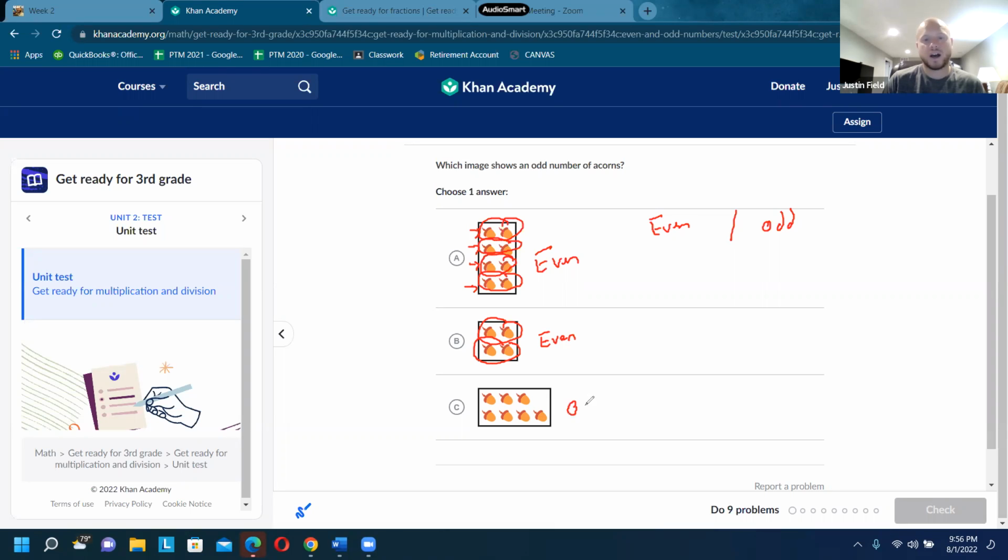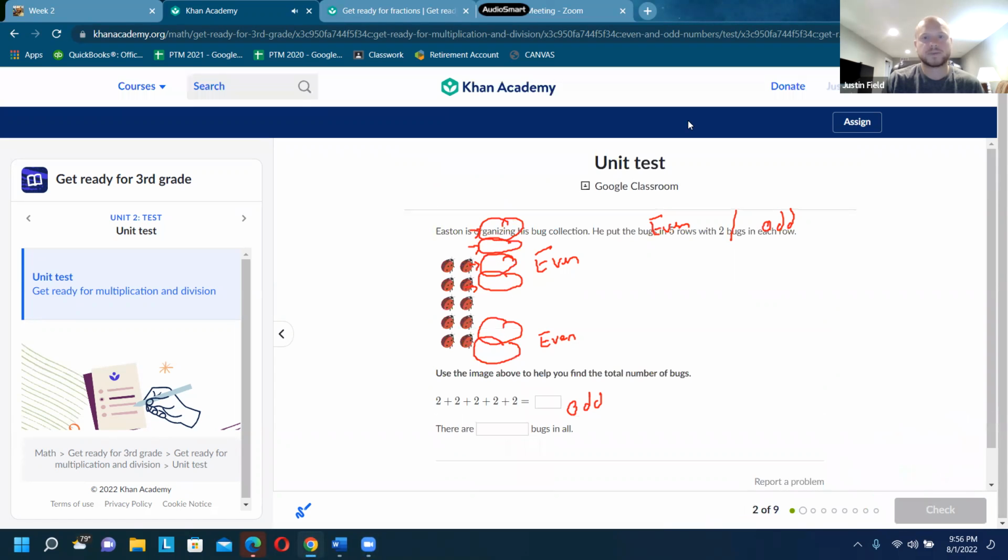So this is odd. So if we're counting by twos and there's no leftover, we have an even number. If we're counting by twos, then we have an extra 1, that would be odd. That makes sense. So which one has an odd number? That would be this last one.